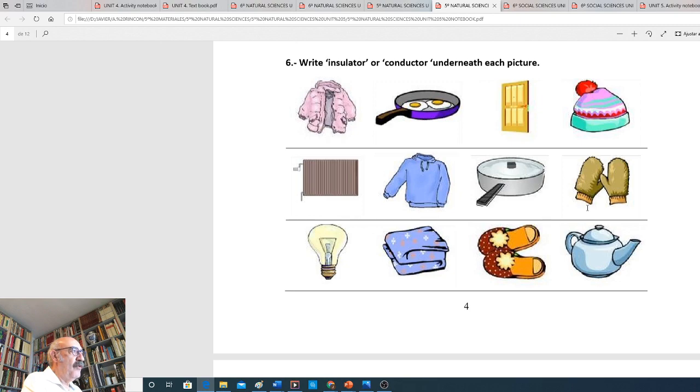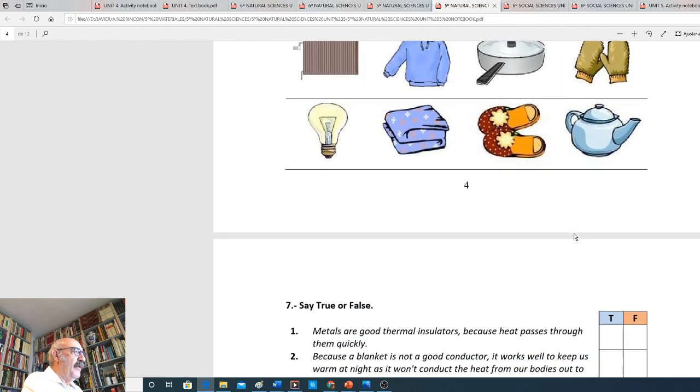Gloves, insulators. This is a light bulb, a conductor. Blanket here, insulator. These two kinds of shoes are insulators, and this teapot is a conductor. Good, very good.